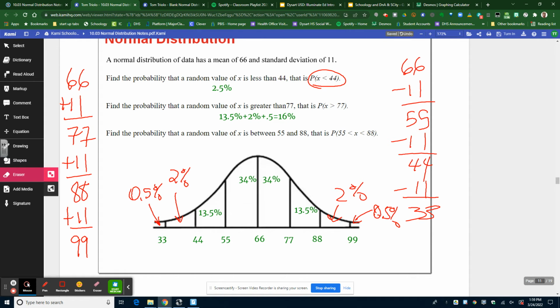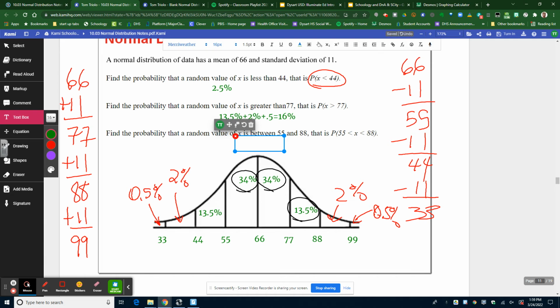And the last one's between 55 and 88. So that's this one, and that's this one. So 34 times 2 plus 13.5. So 34% times 2 plus 13.5. So 13.5 added to 68 is 81.5%. So it's always going to be a percent less than 100. You got something bigger than 100, y'all did something wrong.